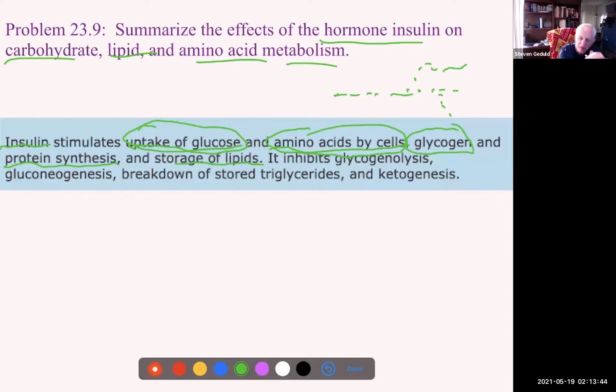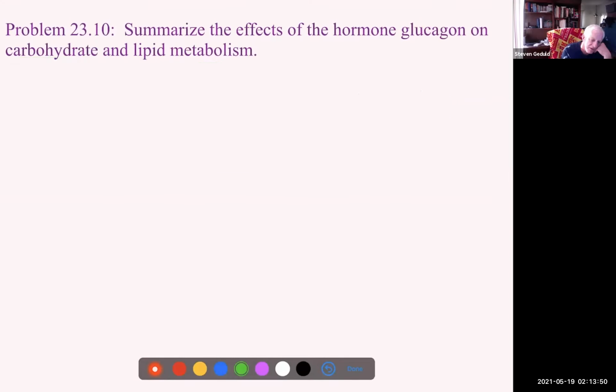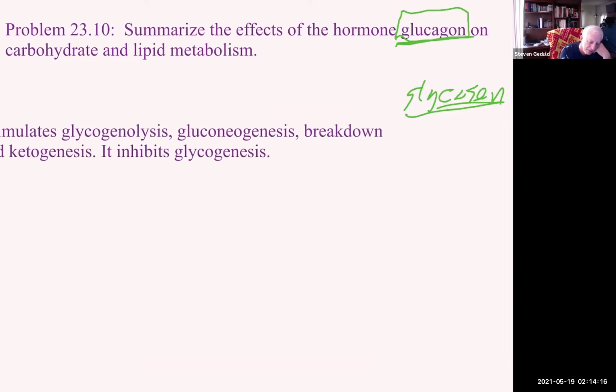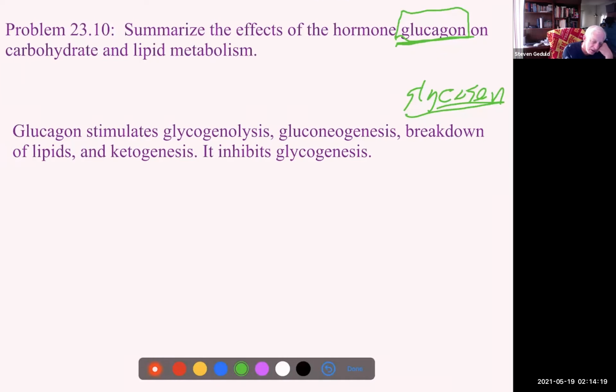Does that make sense? Yeah. All right, perfect. Summarize the effects of glucagon. A lot of students get glucagon and glycogen confused. Glucagon is the hormone. Glycogen is the molecular compound where glucose units are linked, the stored glucose units. So just don't get glucagon and glycogen confused. Glucagon is a hormone that opposes insulin. And what are its effects on carbohydrate and liver metabolism? Glucagon stimulates glycogenolysis, gluconeogenesis, and the breakdown of lipids and ketogenesis.